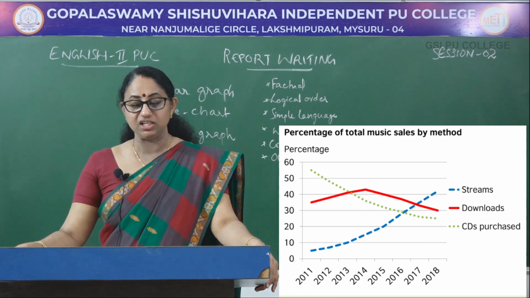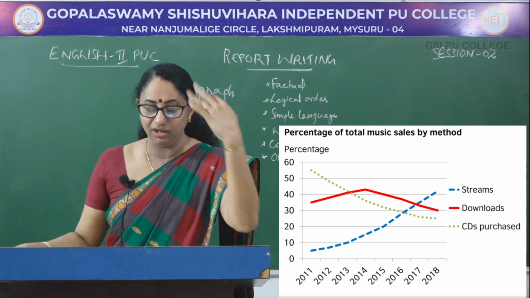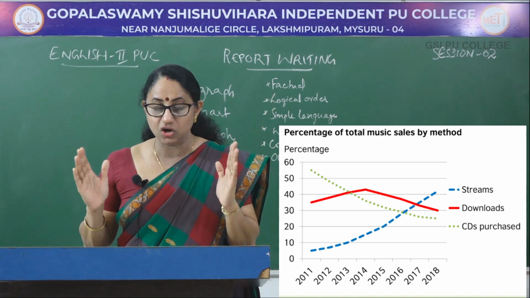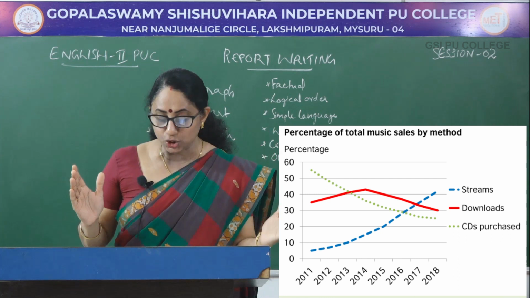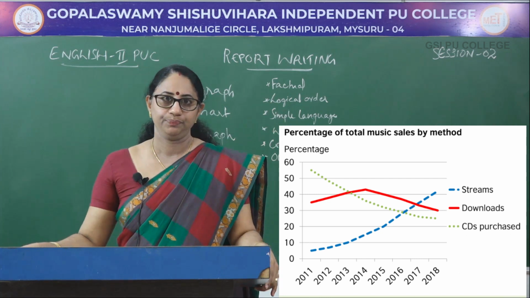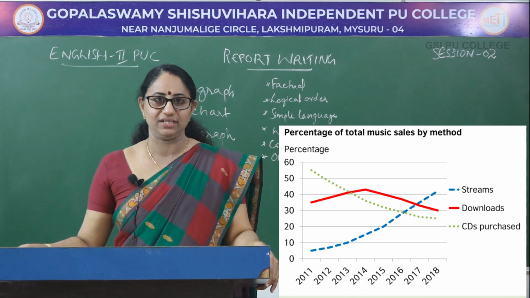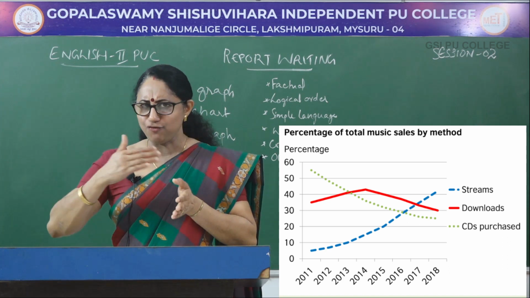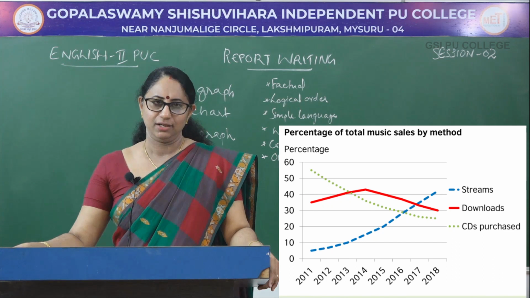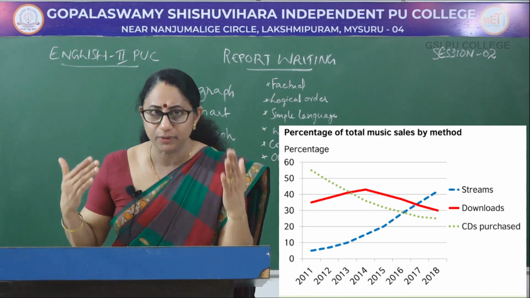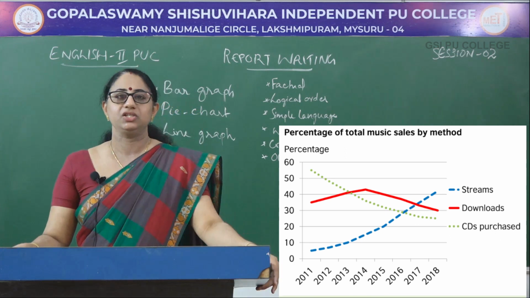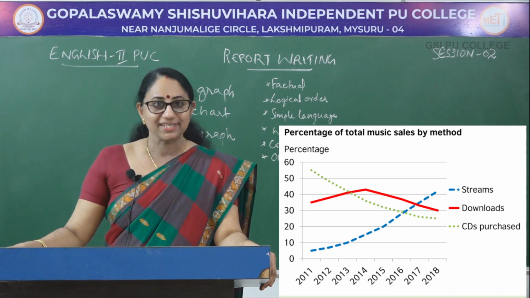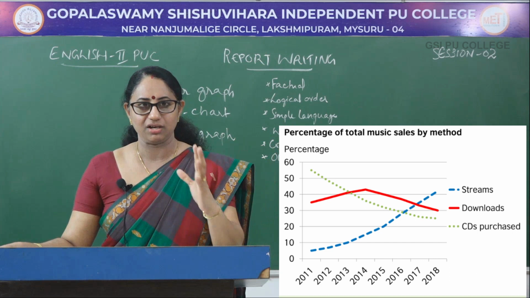Just see the title, percentage of total music sales by method. There are 3 methods. One is CDs purchased, one is downloads and one is streams. And it is based on a survey conducted between 2011 and 2018. And percentage of sales is represented. Okay, so 8 years taken into consideration, and what is the flow that we find? Do people prefer to buy CDs more, or do people go for downloads, or do they prefer these streaming platforms? Now let us just start reading the graph. Let us start interpreting the graph.